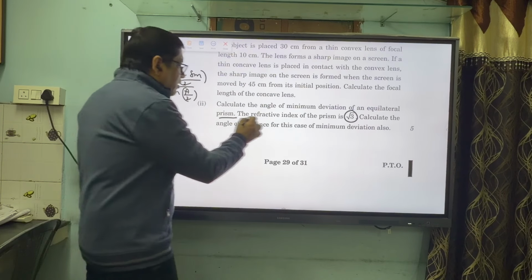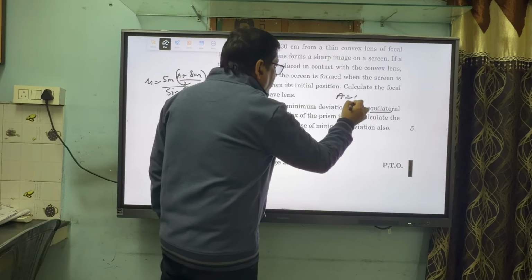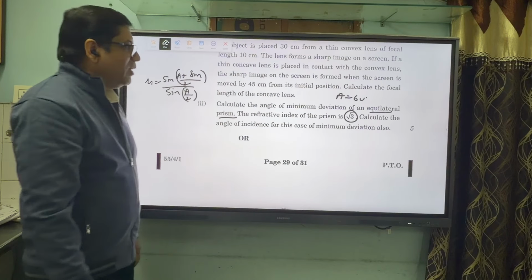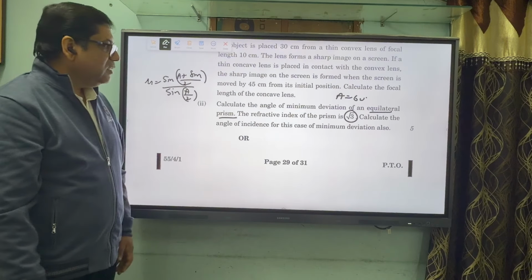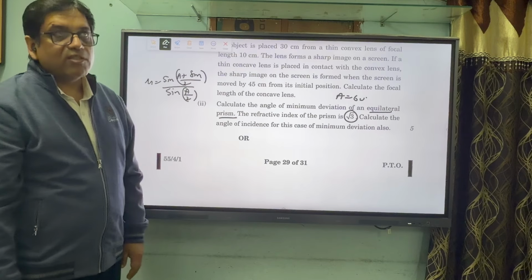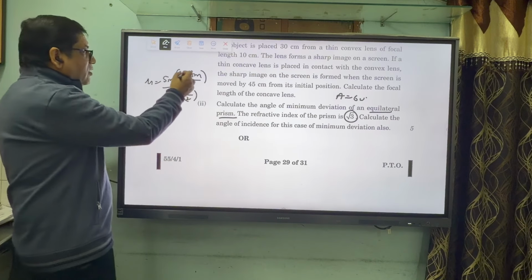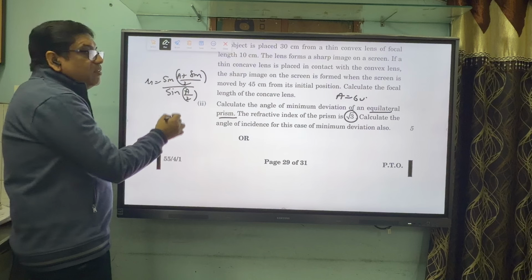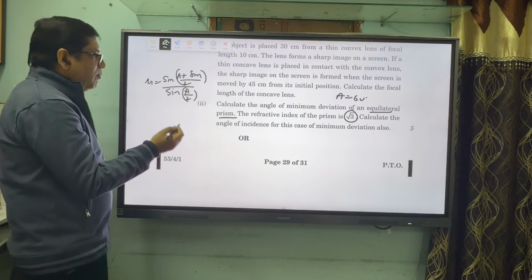इक्विलेटरल प्रिज्म दिया है, that means angle of prism is 60 degree. और हमें निकालना है एंगल ऑफ मिनिमम डेविएशन और एंगल ऑफ इंसिडेंस दोनों बताना है. ये एंगल ऑफ इंसिडेंस, this is i. हमें डेल्टा m भी निकालना है. पहले डेल्टा m निकालना है.